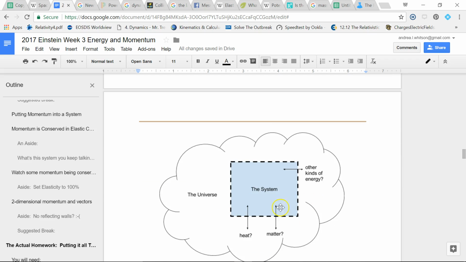Okay? And so the system was whatever experiment it was, and everything else is out of here. This dotted line is how he would set up the system. And then he would observe, is heat going across? Is matter coming in and out? Are other kinds of energy going in and out? And this is what we mean by the system. And this is a huge part of thermodynamics, knowing where to draw the system lines.